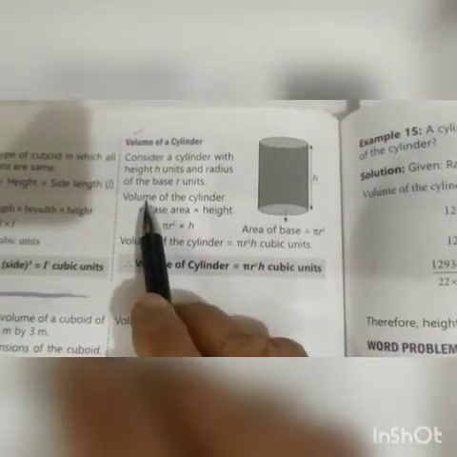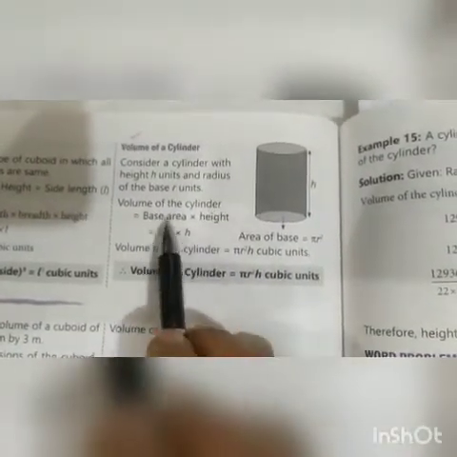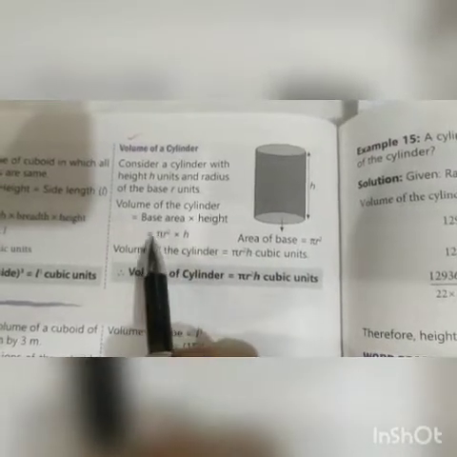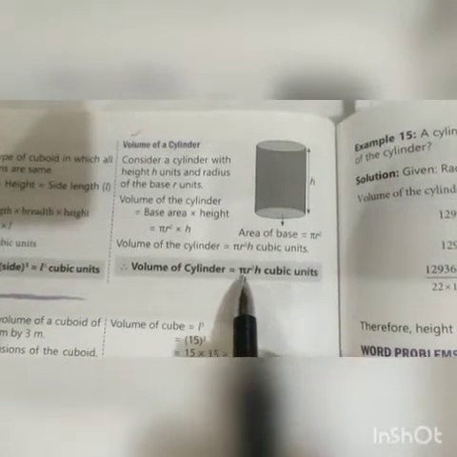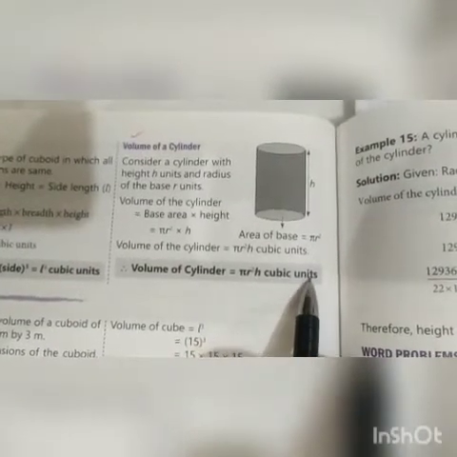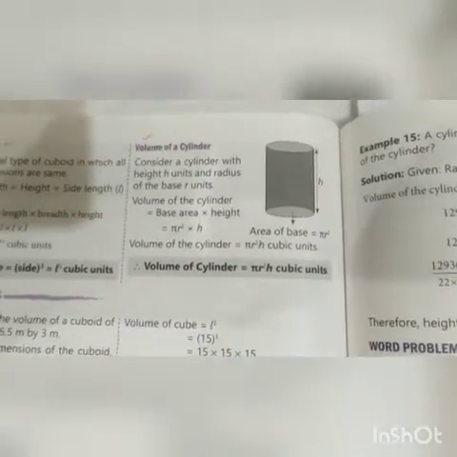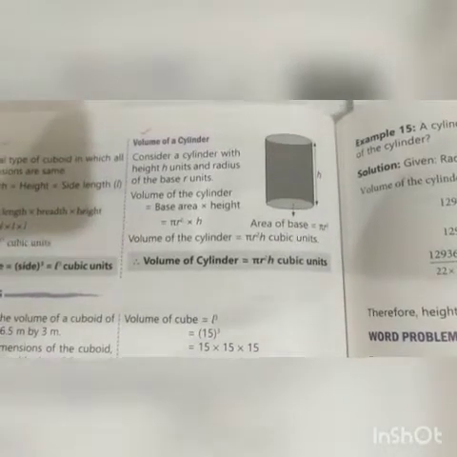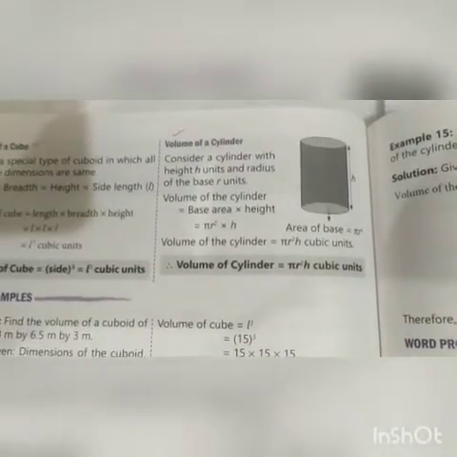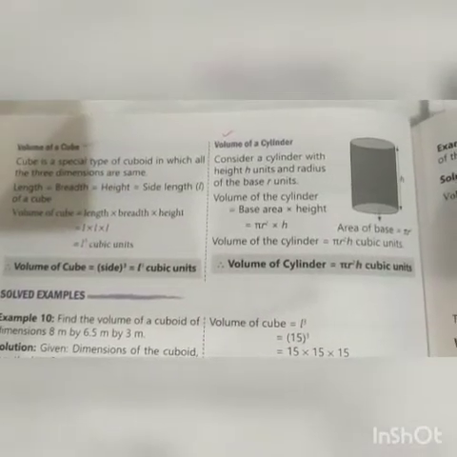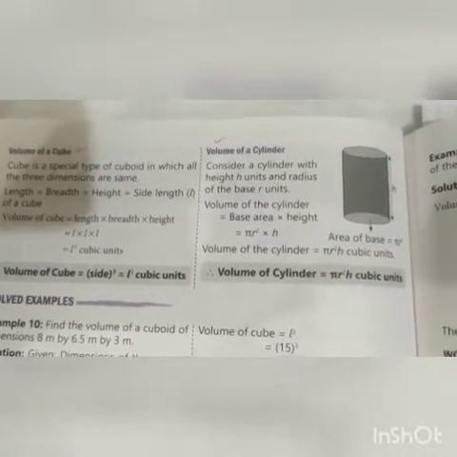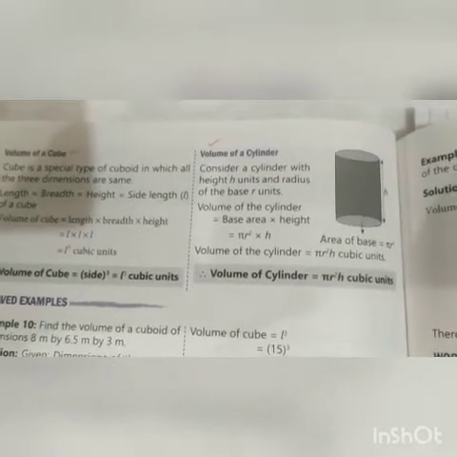And what is the volume? Volume of the cylinder is base area into height. Base area is pi r square into height h. So volume of cylinder is equal to pi r square h cubic units. Now you know all three formulas. Volume of cuboid is equal to L into B into h cubic units. Volume of cube is equal to L cube units. Volume of cylinder is pi r square h cubic units.